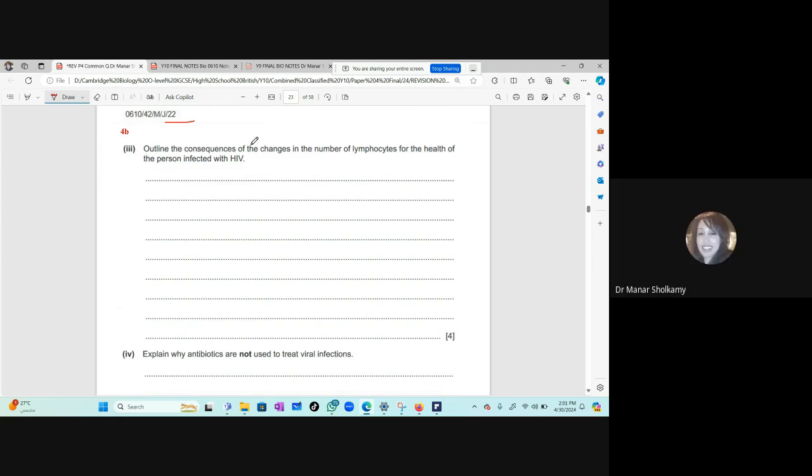It destroys lymphocytes. Yes, very good. And when the HIV destroys your lymphocytes, what happens to your immune system? It becomes weak. Very good. But it's not enough to say it will become weak. When you have no lymphocytes, what will not be produced? Antibodies. No antibodies, no memory cells. Very good. No lifelong immunity, very weak or poor immunity.